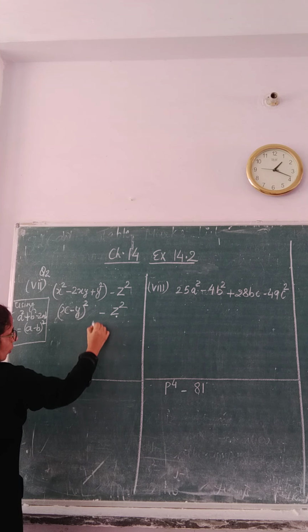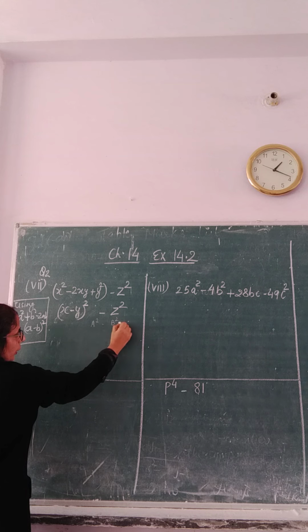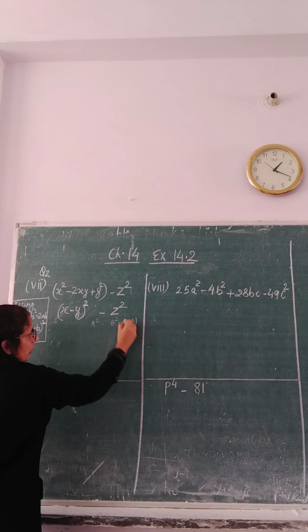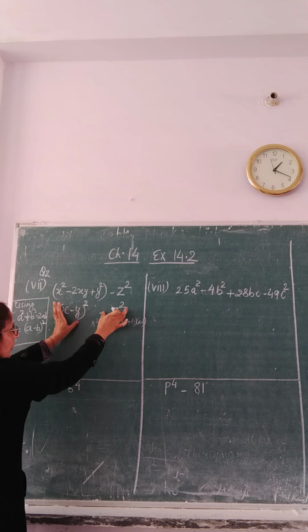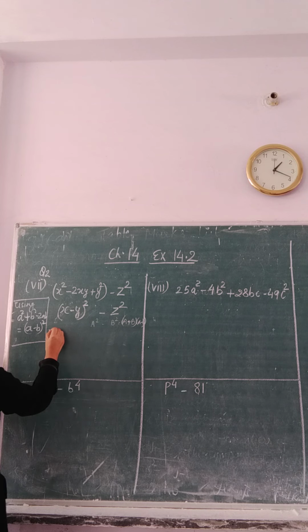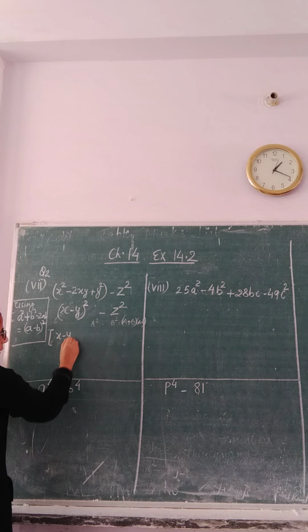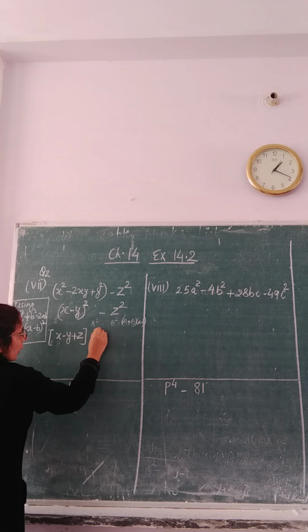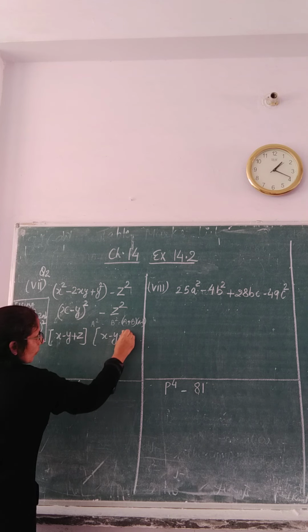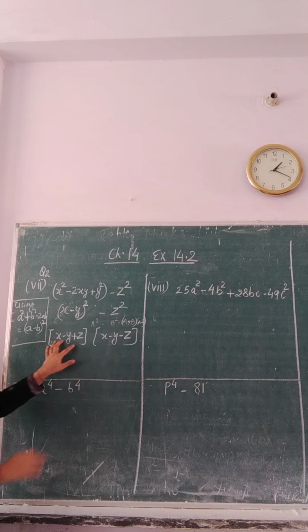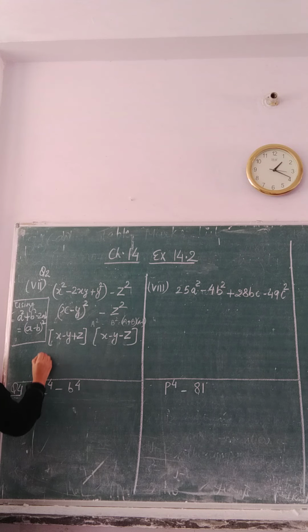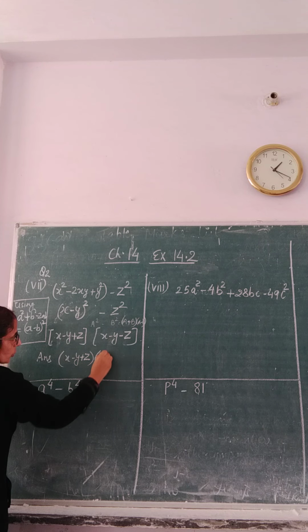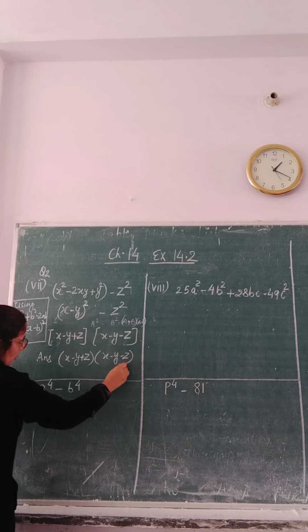Now this is the formula of a square minus b square, which is equal to a plus b into a minus b. Once this and this will be added and another time subtracted. So it will be x minus y plus z and x minus y minus z. Because all the terms here are different, they cannot be further added or subtracted. So this is the answer: x minus y plus z into x minus y minus z.